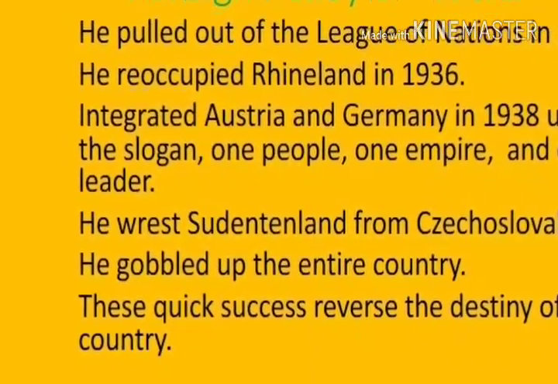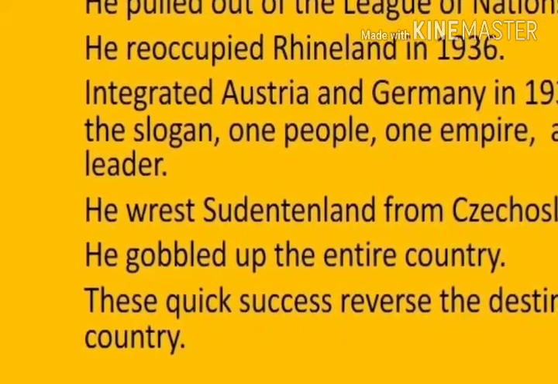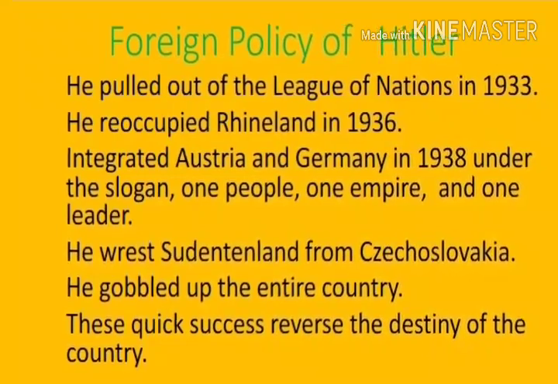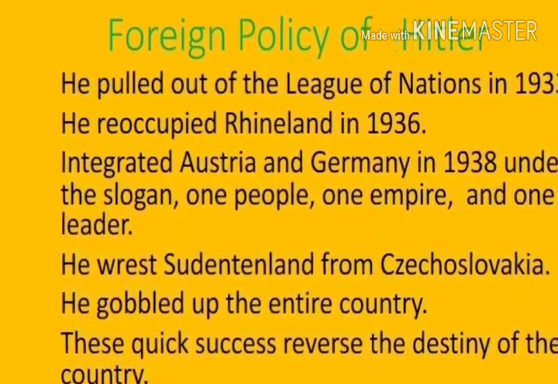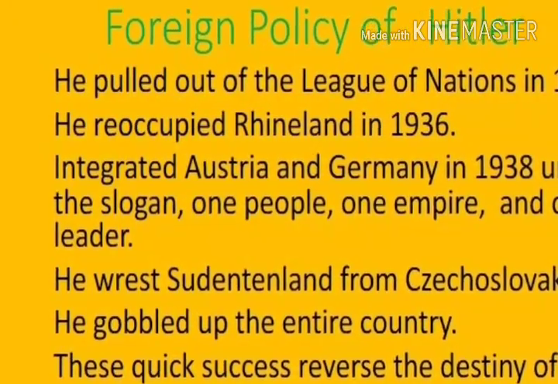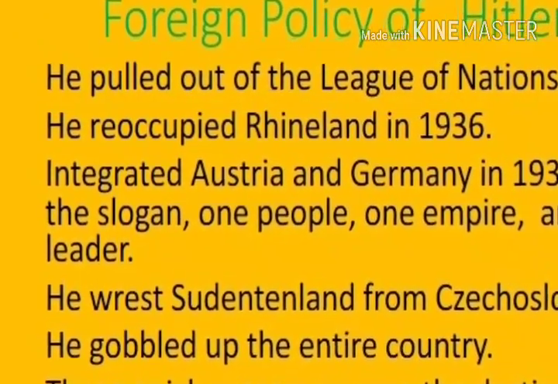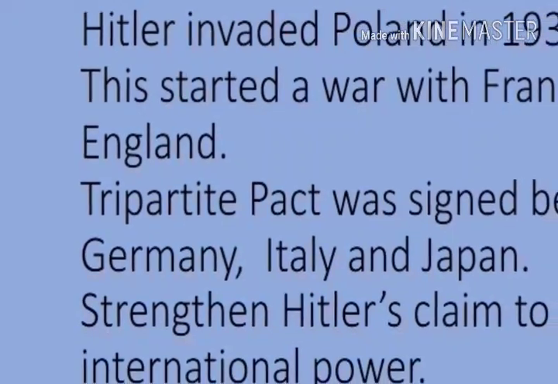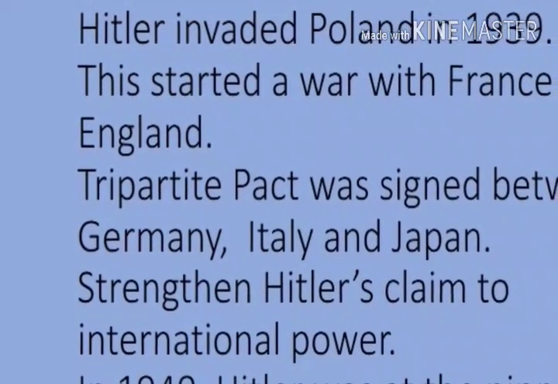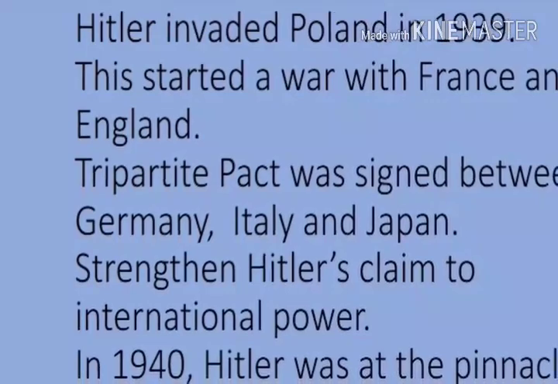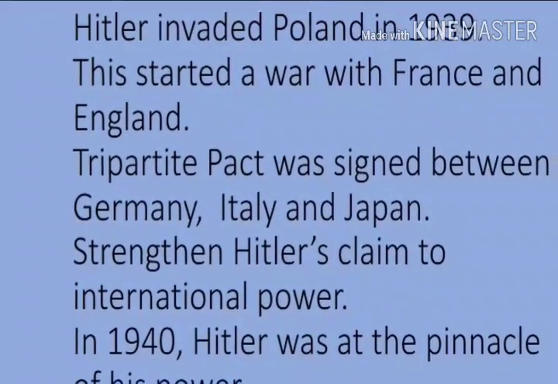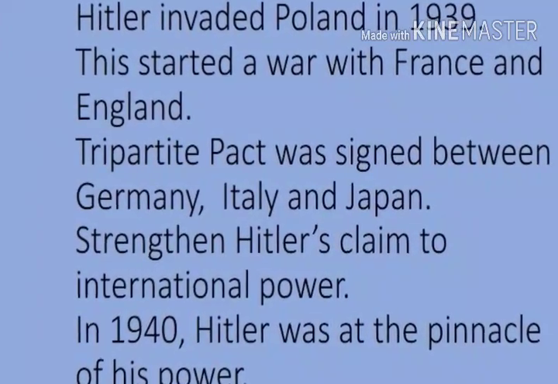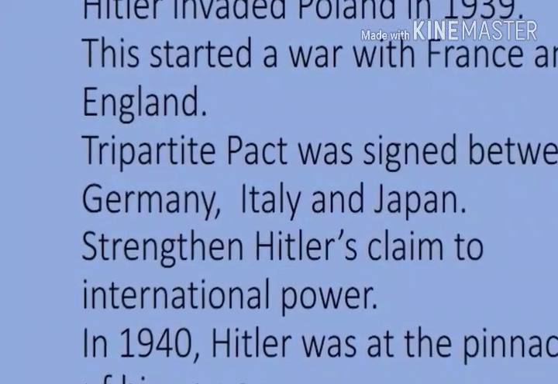Students, in all these actions, Germany was supported by England, which had considered the Treaty of Versailles too harsh. These successes reversed the destiny of Germany. Students, in September 1939, Germany invaded Poland. In September 1940, a tripartite pact was signed between Germany, Italy, and Japan. This strengthened Hitler's claim to international power.